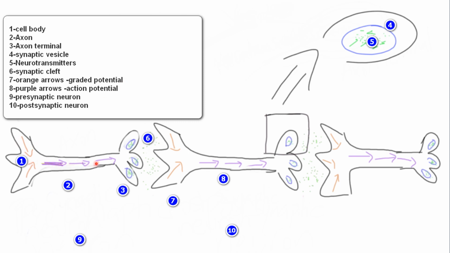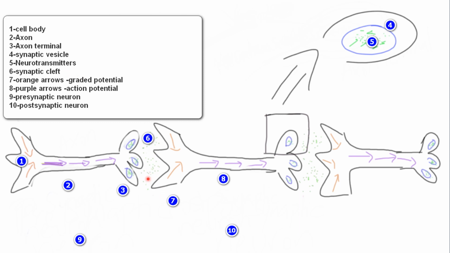The purple arrows are representing the action potential. So the action potential is the nerve impulse that's going to run down the axon until it reaches the axon terminals. Now the thing is that once the action potential runs down the axon and reaches the axon terminals, that's going to trigger those synaptic vesicles to open up and release the neurotransmitters. Now, where are the neurotransmitters going to be released? The neurotransmitters are going to be released right here in the space between the two neurons, and that space is known as the synaptic cleft.